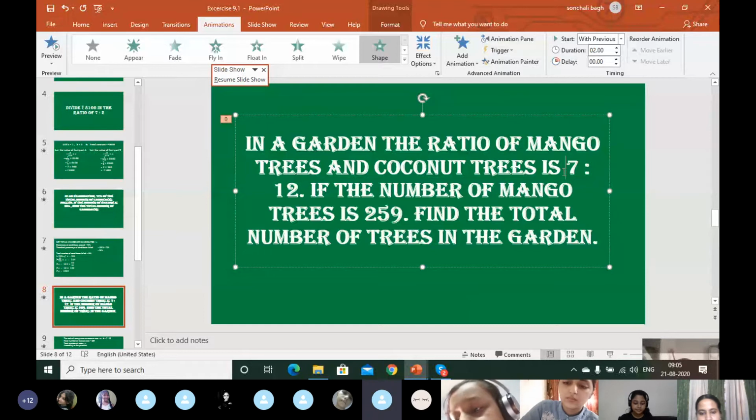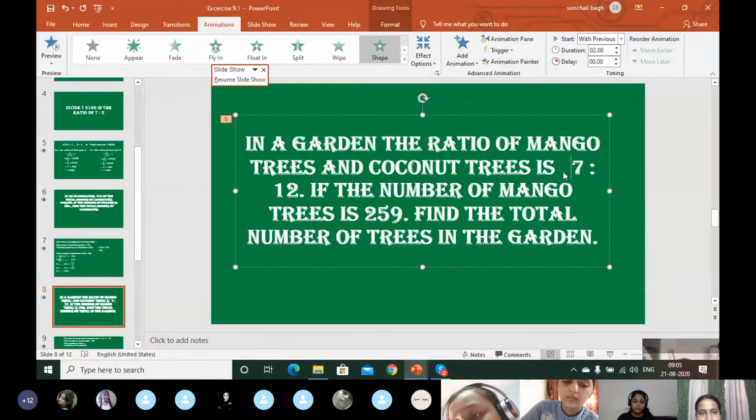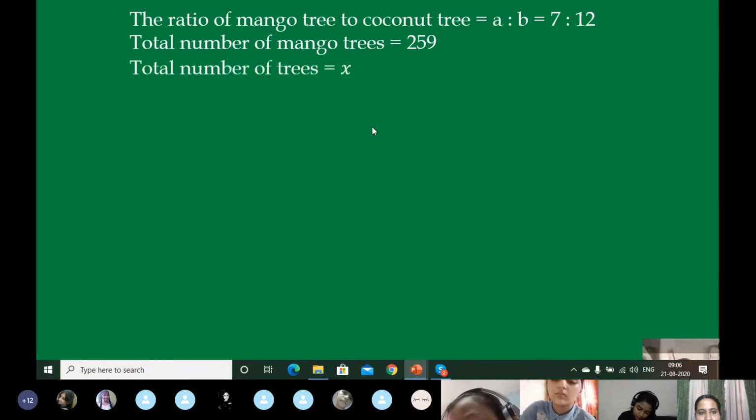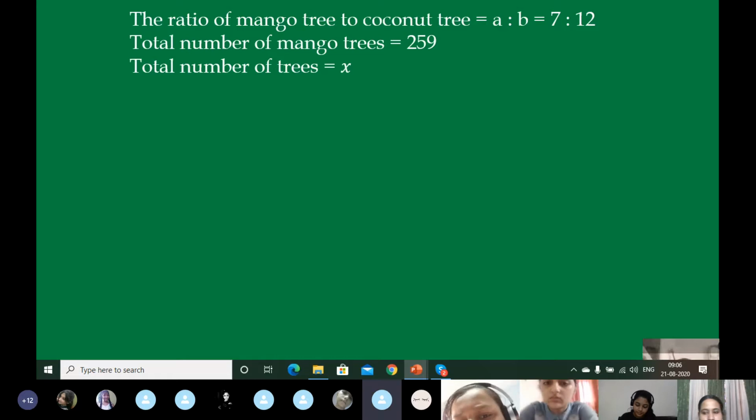Now, the ratio of mango trees to coconut trees is given. The total number of mango trees is given. So what is the total number of trees in the garden? The number of trees in the garden is not given, but we have the number of mango trees, right? So what can we use? Can we use this data to find out the total number of trees? Yes, ma'am.